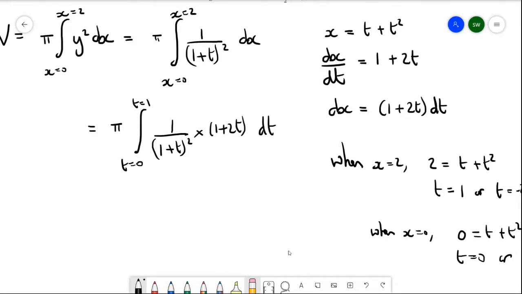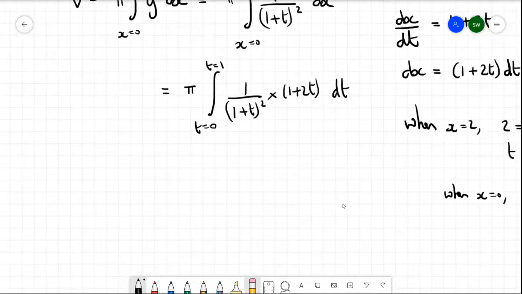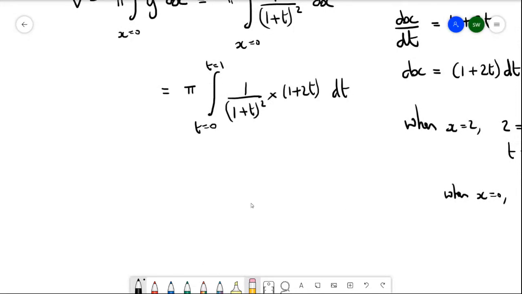So now all we've got to do is try and integrate this function here. Now, it might not be immediately obvious how to integrate this. Perhaps if we write it as a single fraction, it'll be a bit clearer. So you could probably do this with a substitution if you wanted to.